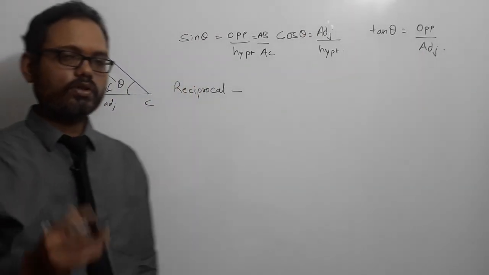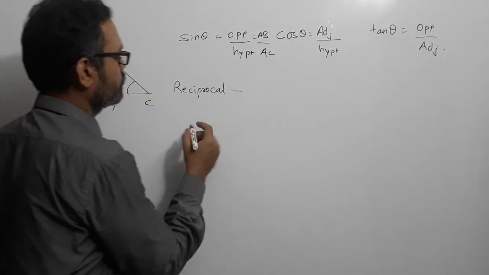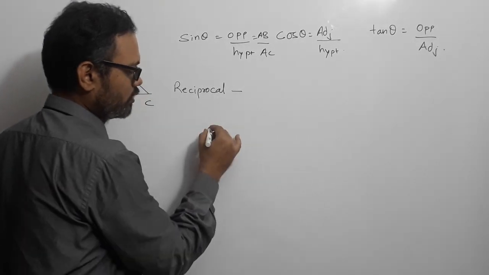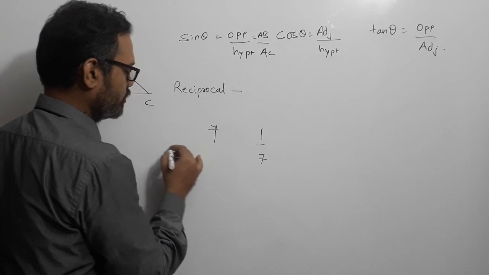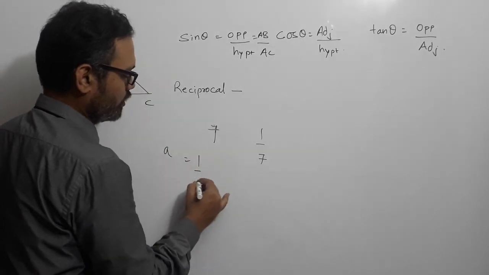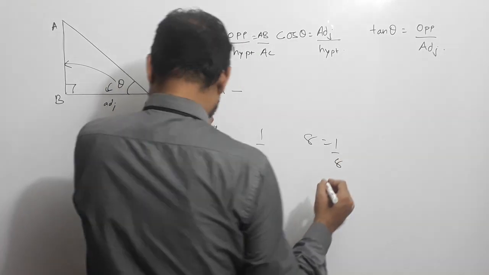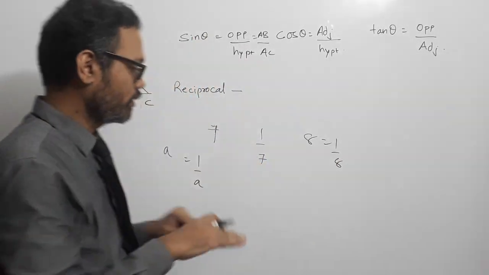If someone asks you what is reciprocal, what is the meaning of reciprocal? What is the reciprocal of 7? Reciprocal of 7 is 1 upon 7. Reciprocal of A is 1 upon A. Reciprocal of 8 is 1 upon 8. It means inverse. Inverse means reciprocal.